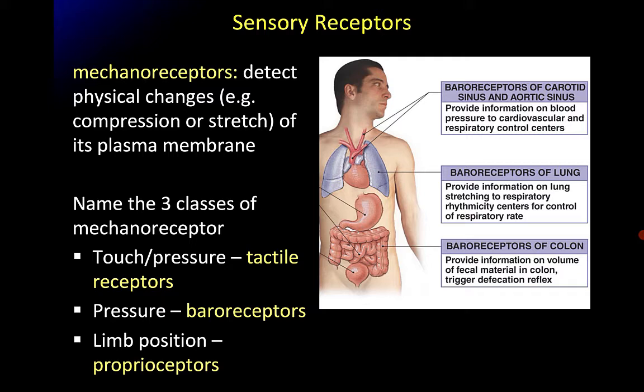Then we have the limb positioning proprioceptors. So proprioceptors are really cool in that they let us know where our limbs are in space because of the detection of stretch of our tendons.